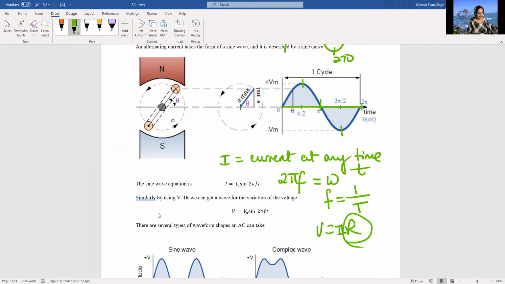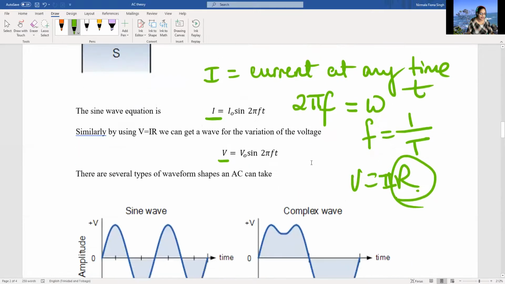All right, so here we have a resistor. Since the resistor is constant, the same change that we see in I, we are going to see in V. Let's zoom in here a little bit more.